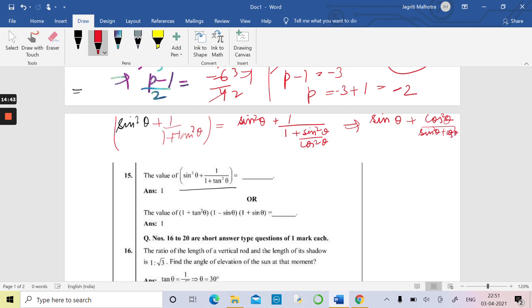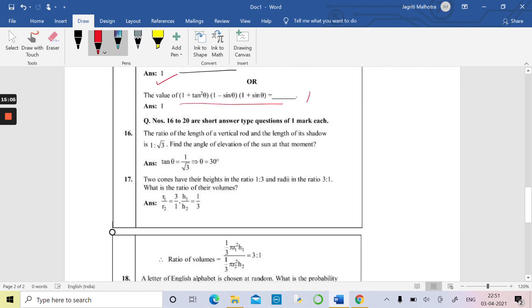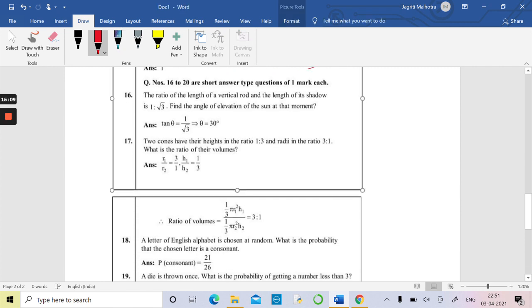Why so? Cos square theta comes over here as we took the LCM and it is multiplied in the numerator. This gives sine square theta plus cos square theta upon 1, and as sine square theta plus cos square theta equals 1, this means it is 1. Similarly, we can try for this one. This is your homework.